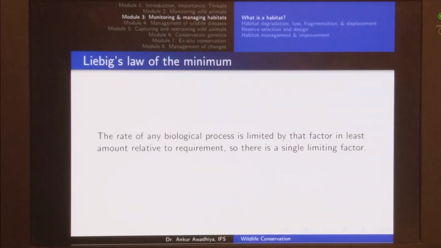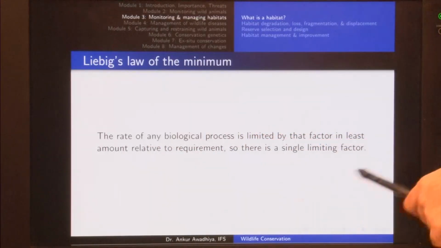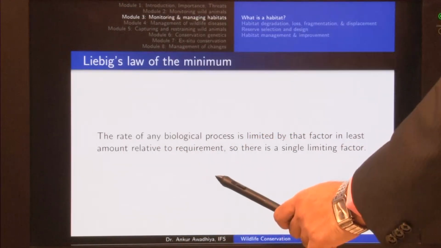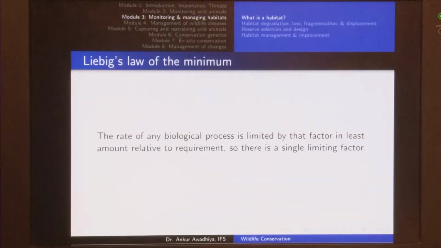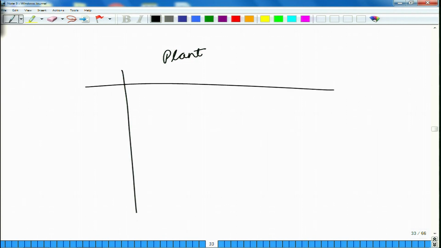Now, in this context we also have two laws. One goes by the name of Liebig's law of the minimum. It says that the rate of any biological process is limited by that factor in least amount relative to requirement, so that there is a single limiting factor. Now, what we are referring to in this case is that consider a plant. Now, a plant would have certain requirements for different nutrients.